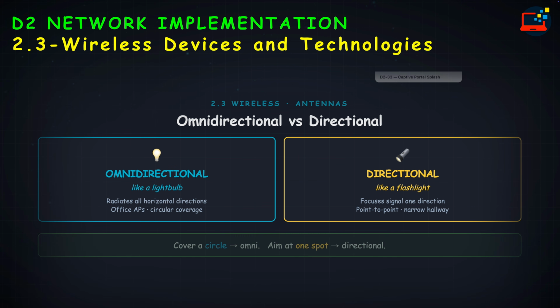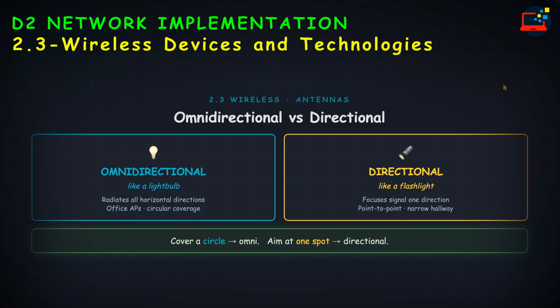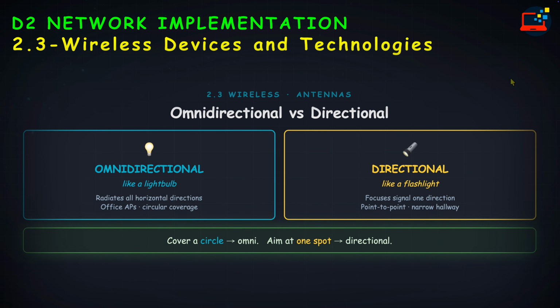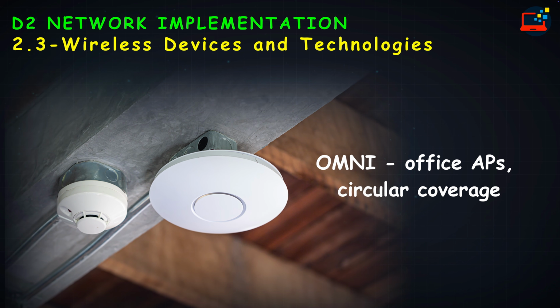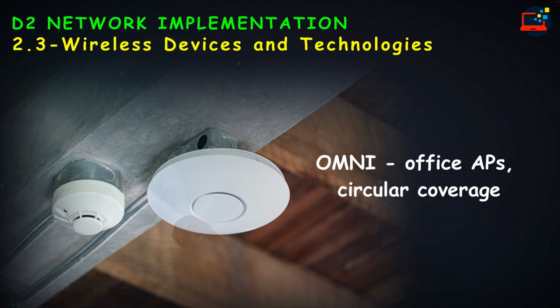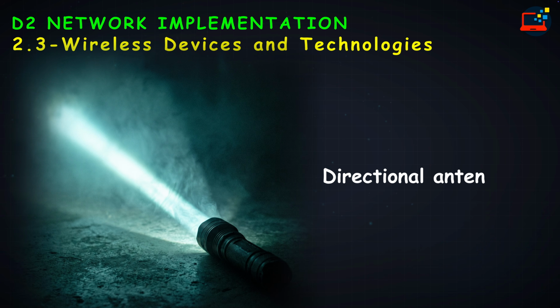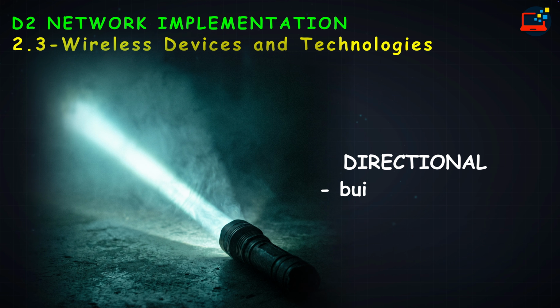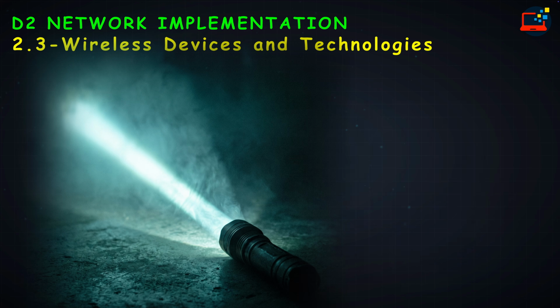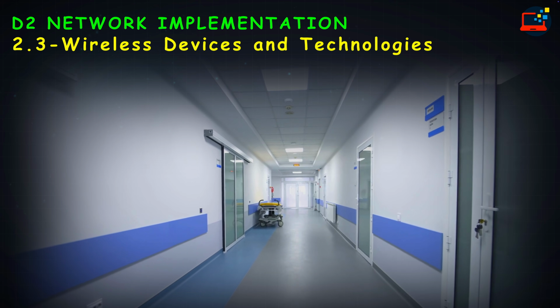Antennas come in 2 main types. Omnidirectional antennas radiate in all horizontal directions like a light bulb. They're used in standard office access points to cover a circular area. Directional antennas focus the signal in one direction, like a flashlight. They're used for point-to-point links between buildings or to cover a narrow area like a hallway.